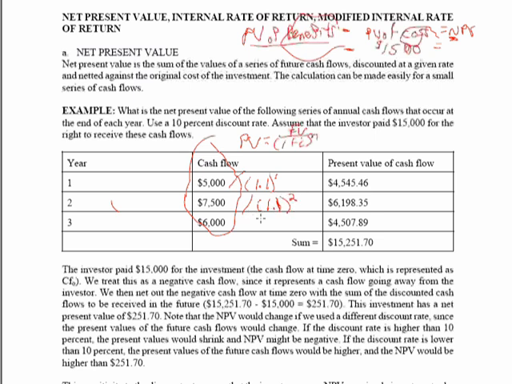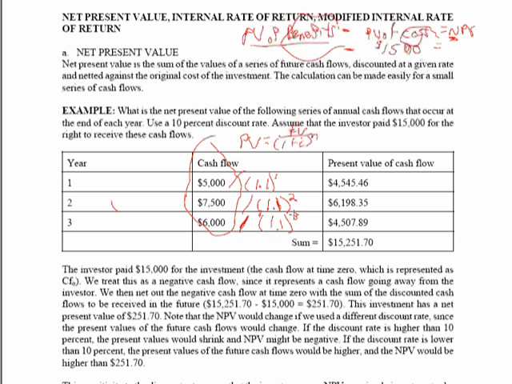Correct. N is 2, so raise it to the second power, and you should get $6,196.35, or very close to it. There could be some rounding. And then for year 3, just take, again, 1.1 and raise it to what power? What's n? 3, okay? To the third power, or cube it.